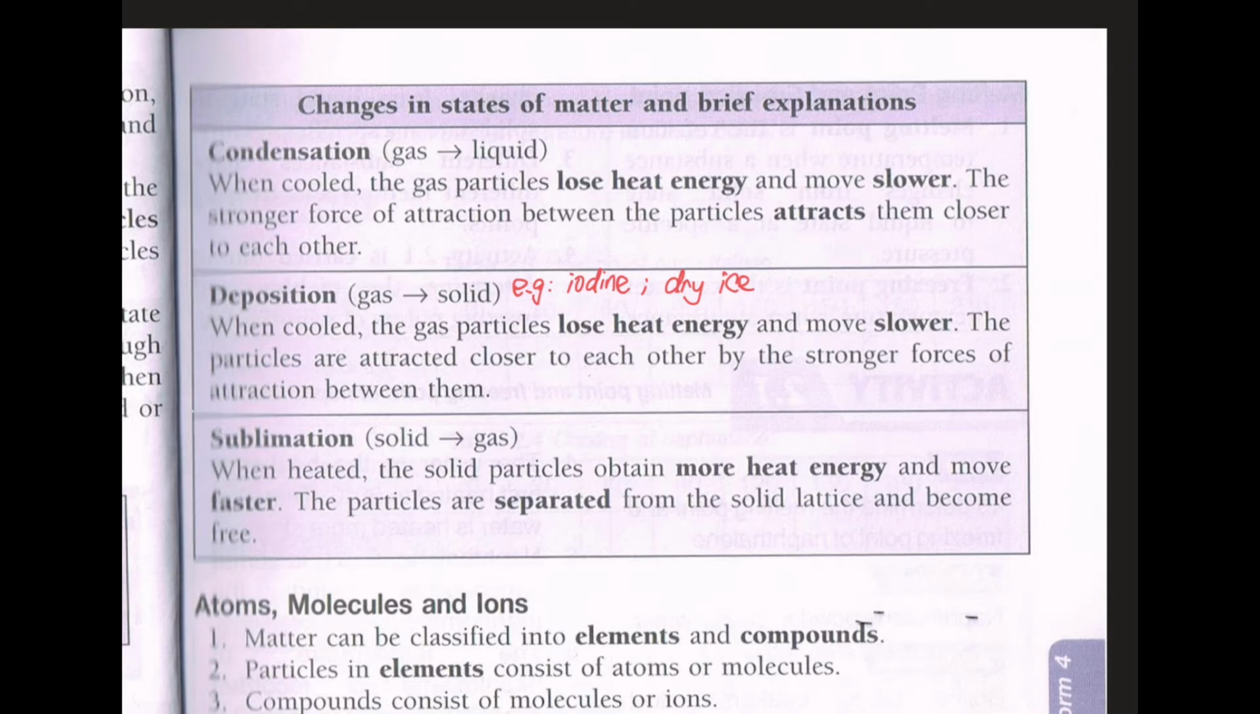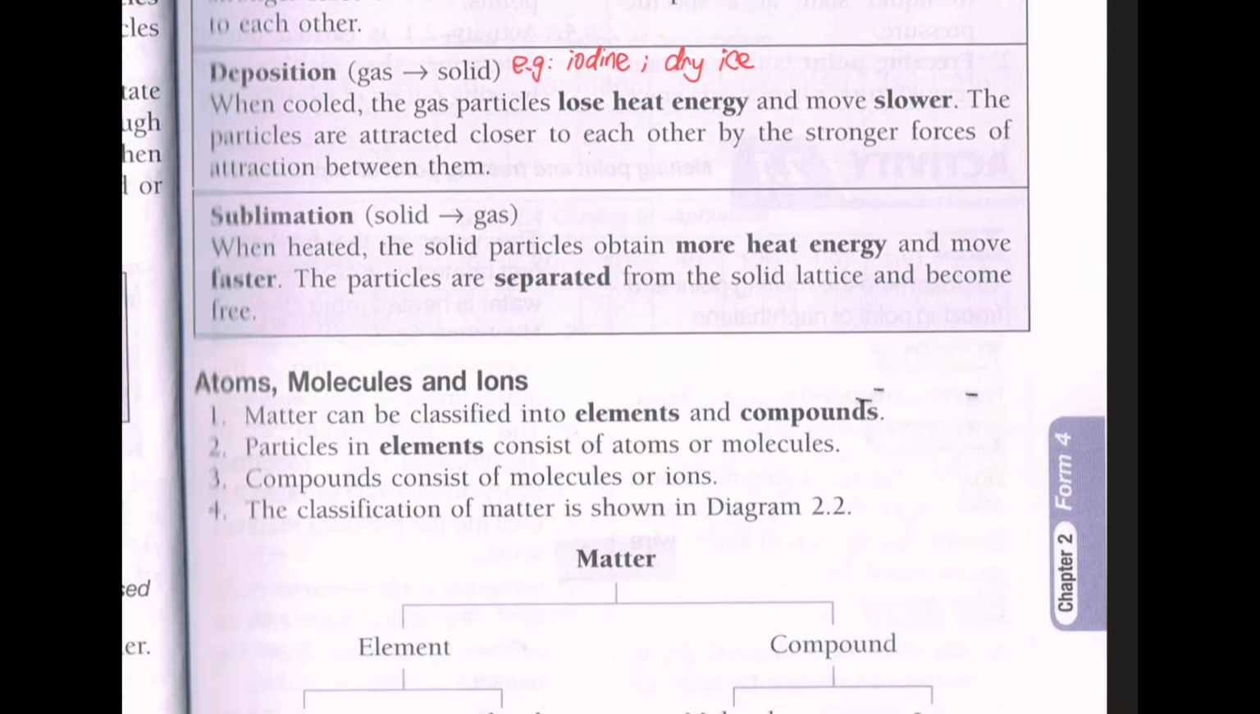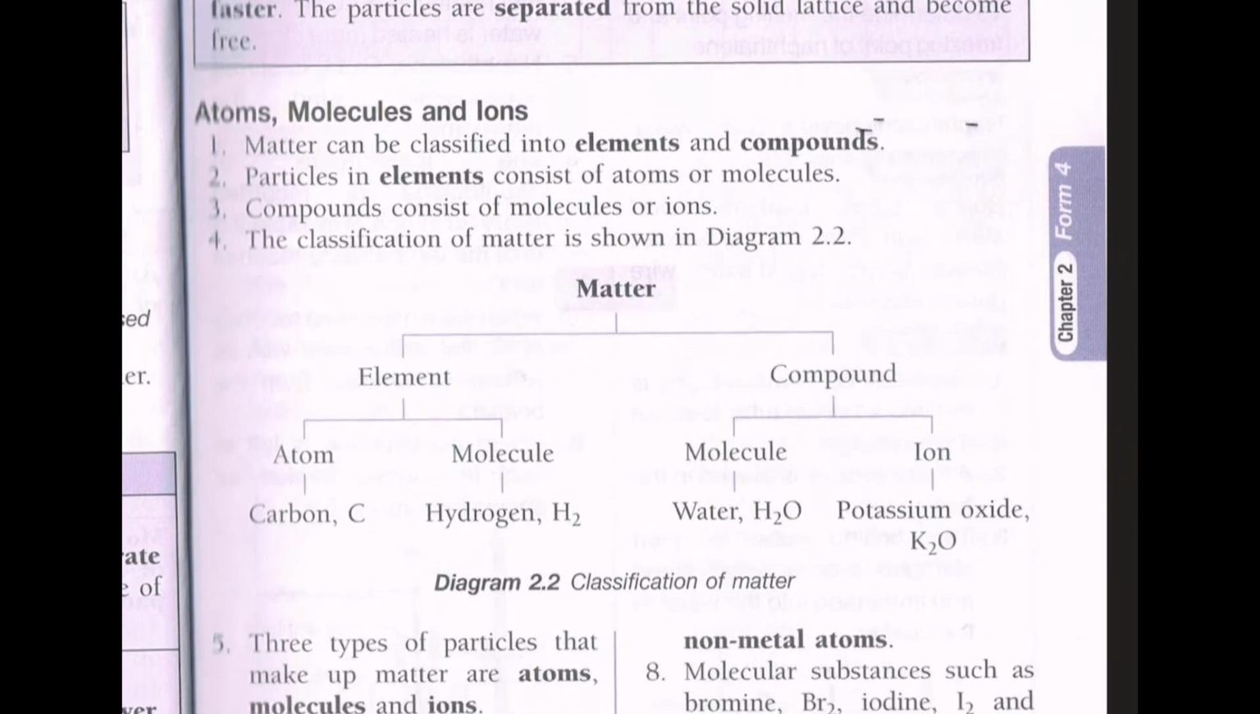Okay, now you see sublimation. Sublimation is solid to gas. When heated, the solid particles obtain more heat energy and move faster. The particles are separated from the solid lattice and become free, so they become gas straight away. Okay, so that finishes the first part.